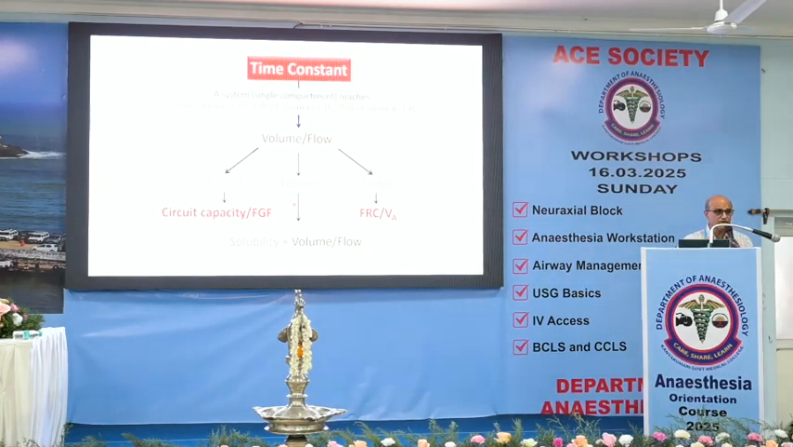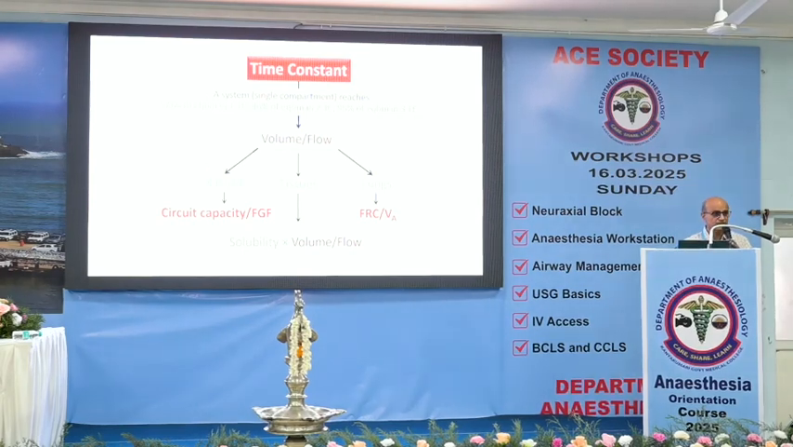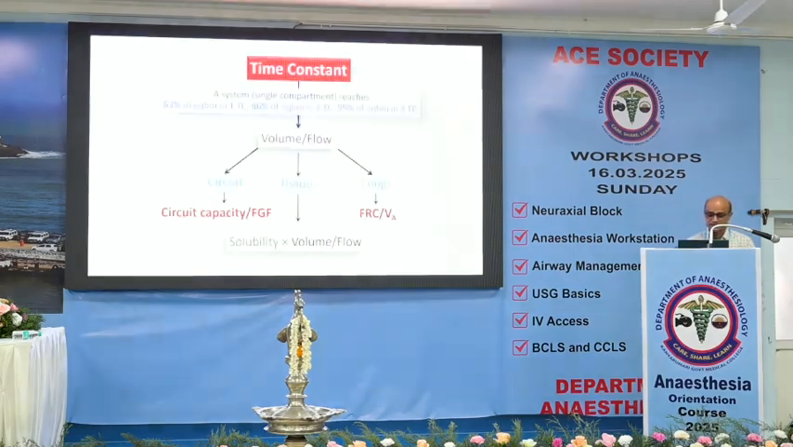So these time constants are important to understand what you are setting on the vaporizer, how much concentration, and in what time the alveolar concentration would reach 63%, 86% and 95% of what has been set on the vaporizer. That's the importance.